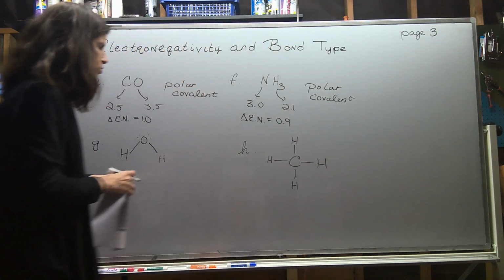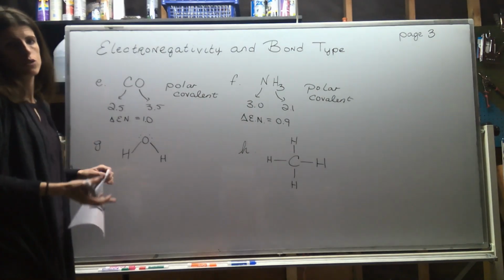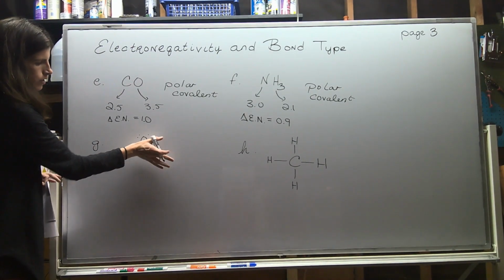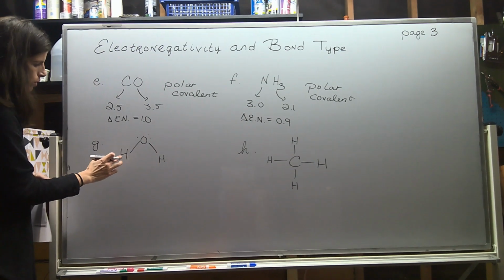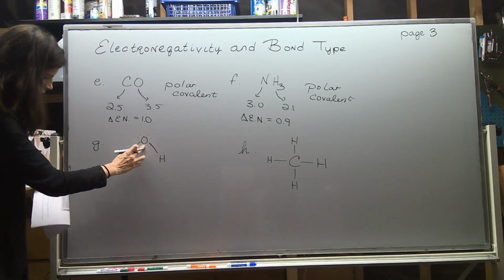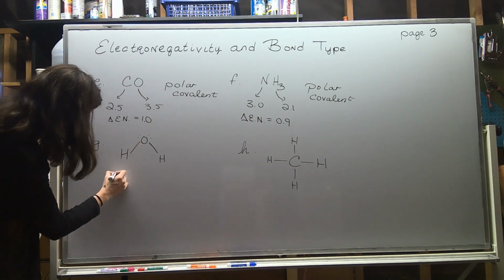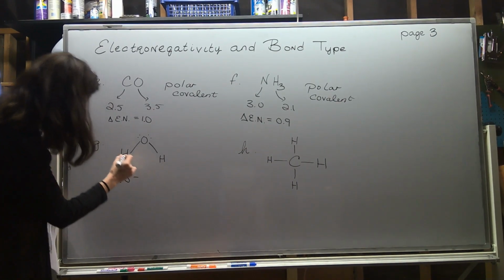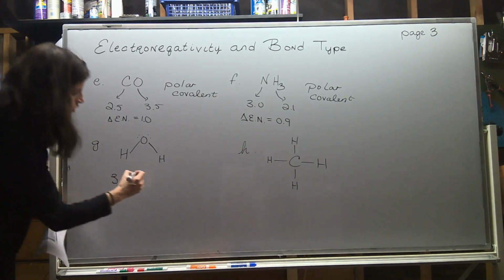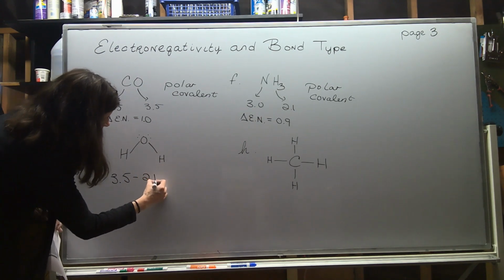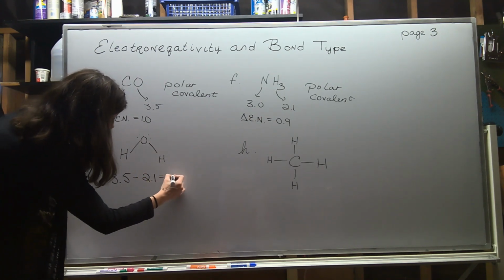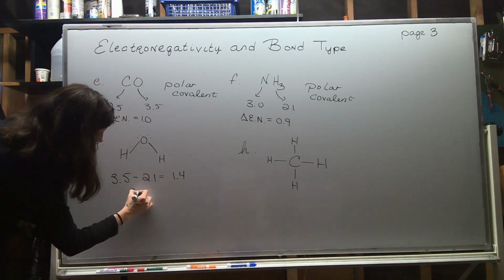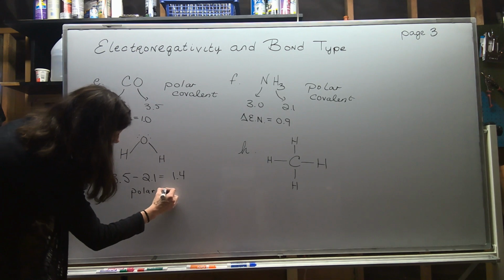The last 2 examples are presented as Lewis dot structures. We don't have to analyze both sides, they're very repetitive. So we're going to just take 1 oxygen, which is 3.5, and we're going to subtract 1 hydrogen, which is 2.1. So we get a difference there of 1.4, which makes the water molecule polar covalent.